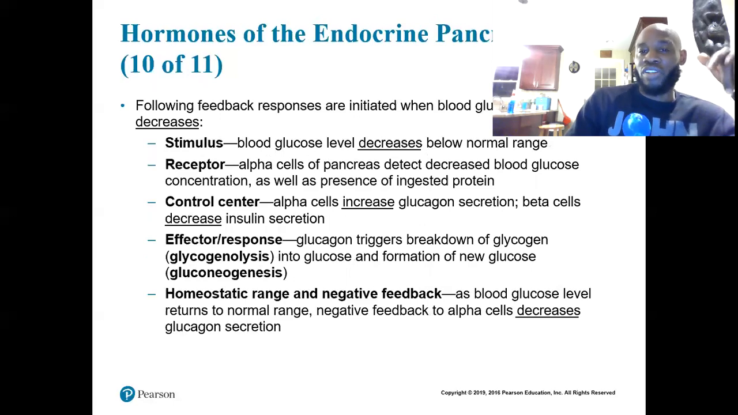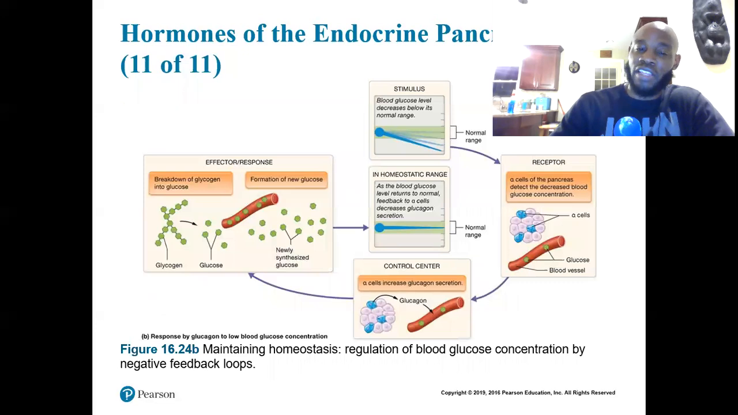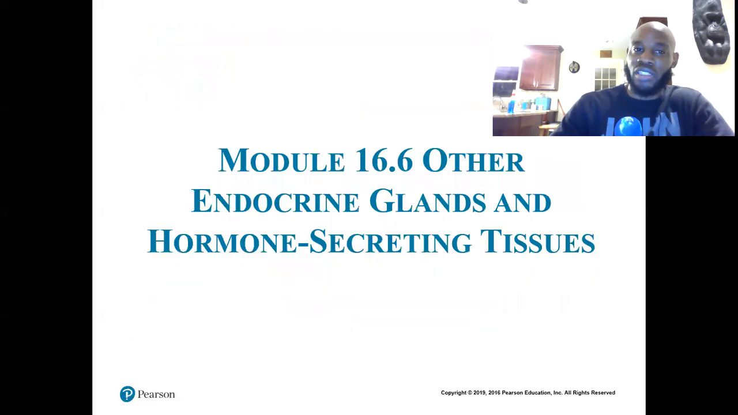The reverse can happen. Your blood glucose levels decrease, right? That can be a stimulus as well. The alpha cells release your glucagon, which triggers your breakdown of glycogen and formation of new glucose. Your blood glucose level starts to rise back up to normal, and then we stop secreting the glucagon. And that's a slide just showing you that. So it's the same sort of pathway as the other hormones that we've discussed.